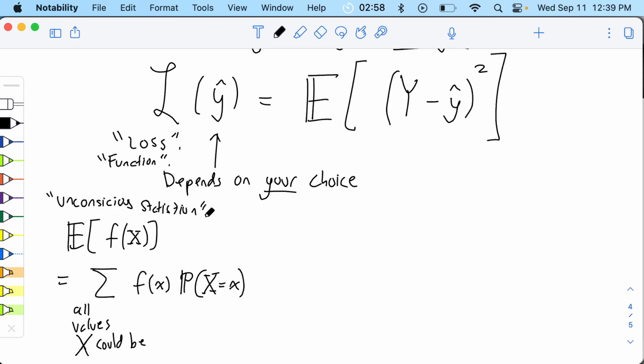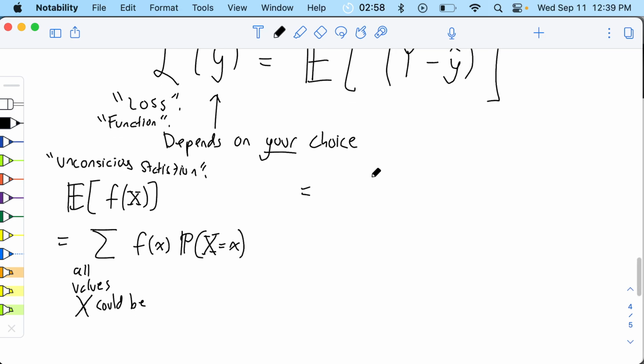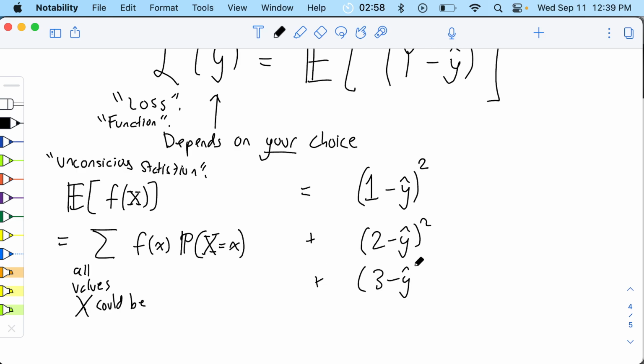So this dice has 4 sides, 4 things it could be. It could be 1 or 2 or 3 or 4. So we're going to have a sum of 4 things. It could be y equals 1, and you get (1 minus y hat) squared. It could be 2, (2 minus y hat) squared. It could be 3, (3 minus y hat) squared. And it could be 4, (4 minus y hat) squared. And the law of the unconscious statistician says to do the average, you multiply each of these things by the probability they come up. That is a quarter. It's a fair dice, 1/4 chance for each outcome.